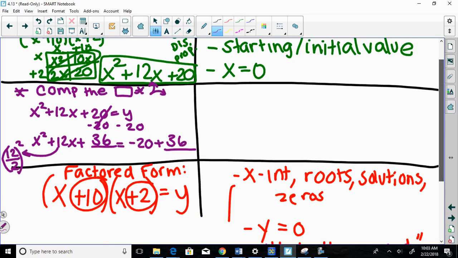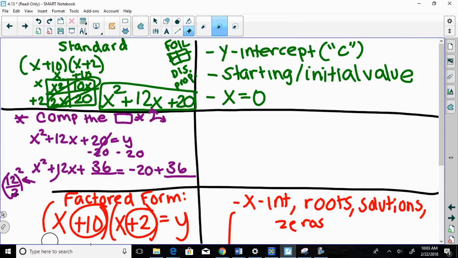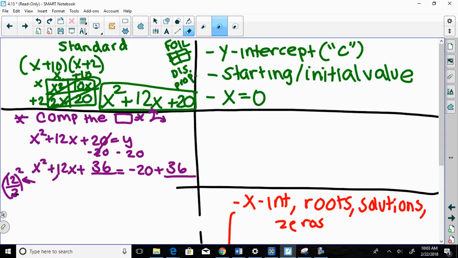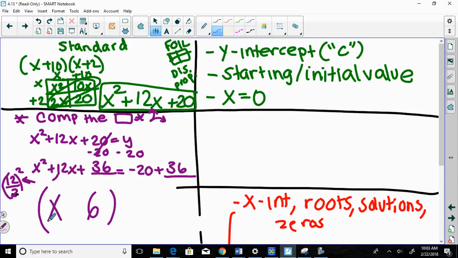So let's turn this into a perfect little square. What multiplies to 36 and adds to 12? 6 and 6, right? And since that's a plus sign, what goes right here? Still the same. If this is a plus sign, that's a plus sign, because I'm adding to positive 12. If this was negative, it would be negative 12. Whatever sign this is, that. Equals, what's negative 20 plus 36? 16. Now, I don't need to solve, right? Because you're not looking for your x-intercepts. You're looking for your vertex.